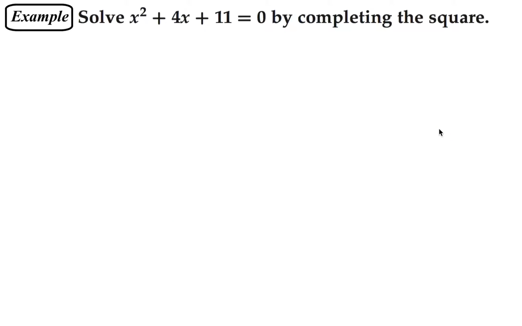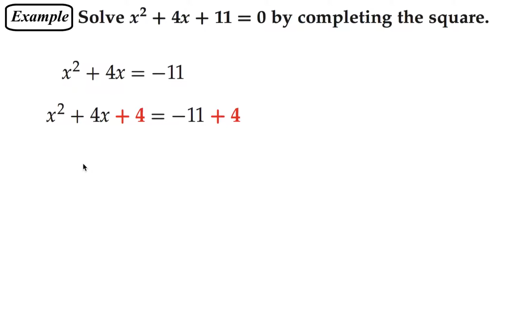So here's another one we want to solve by completing the square. So first of all, we're going to move our 11 to the other side. So we get x squared plus 4x equals negative 11. Half of 4 is 2, and we're going to square that to give us a 4. And 4 is what we're going to add to both sides. Now we have a perfect square. We can write this as x plus 2, the quantity squared, is equal to negative 7. And don't forget to add that term to both sides. It's not just to the left side, it's both sides.